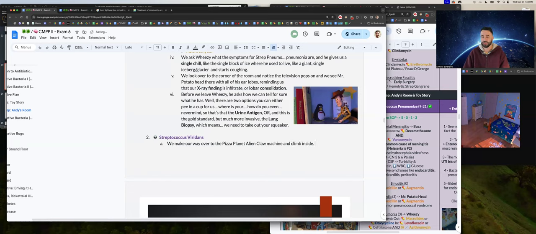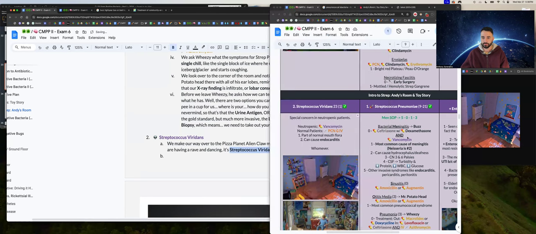How do we know that this is Viridans? Dans. Oh, well, let's say they're all dancing. All of the aliens are having a rave and dancing. It's Streptococcus viridans. Definitely a big endocarditis player here.